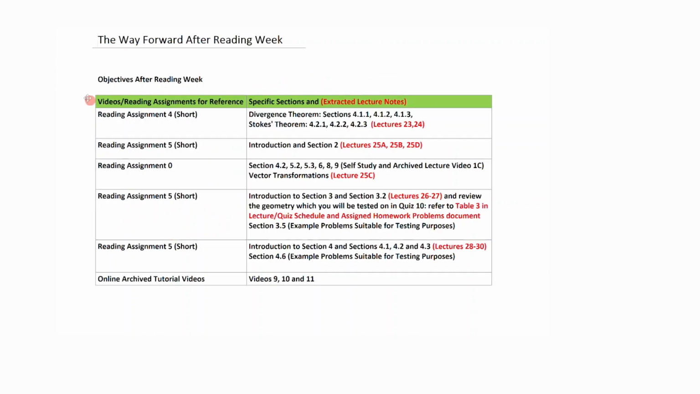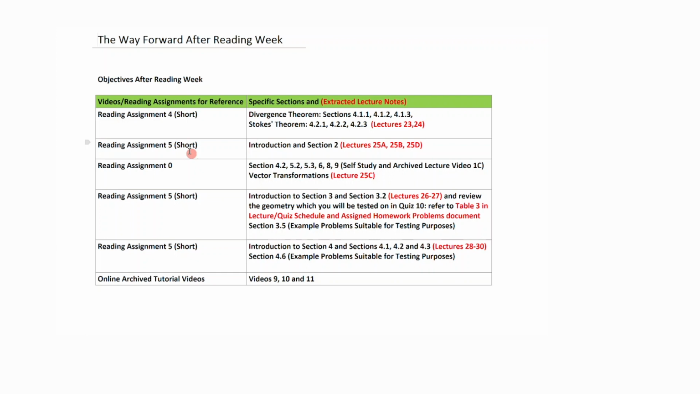All right, so here basically I've just shown you what's left for the rest of the course. On this side, which assignments we're considering, and on this side basically the extracted lecture notes which are relevant. And so for the divergence theorem, we're going to be looking at sections 4.11, 4.12. This is basically to look at some examples of how the divergence theorem can be applied, but these are problems involving just sort of a geometrical nature. Similarly with Stokes' theorem, this is sections 4.21 through 4.23, and these basically deal with lectures 23 and 24.